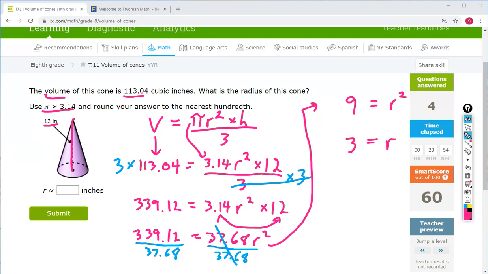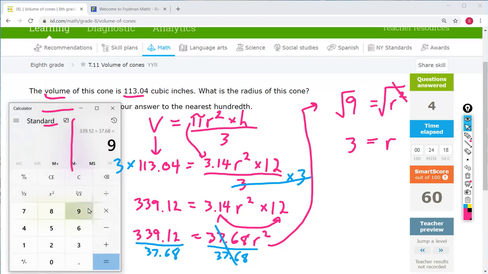And another way that we could have done that is by taking the square root of both sides. And the square root of 9 means the number that when multiplied with itself, gives you an answer of 9. And that is 3. And you can do that in the calculator just by typing in a 9 and then hitting this button over here. And that gives you 3.